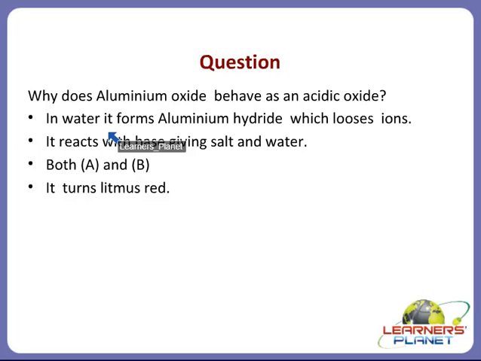In water, it forms aluminium hydride which loses ions. What are the products which aluminium oxide forms in water? Say your Al2O3 in water. What are the products formed, children? The products formed would be aluminium hydroxide.